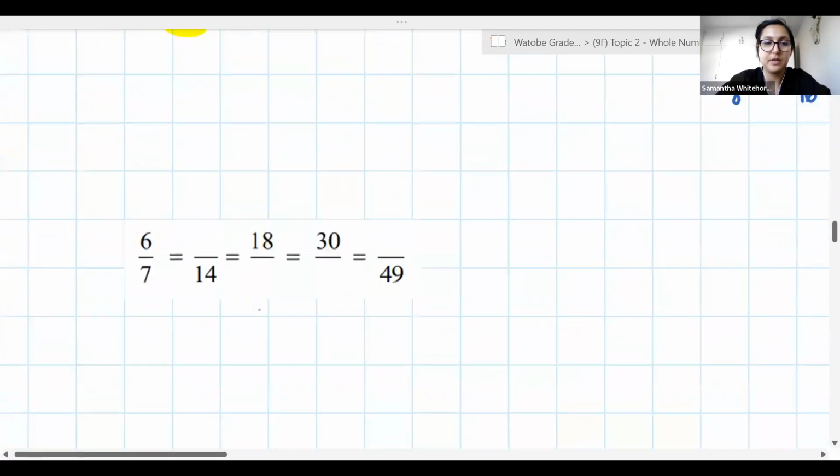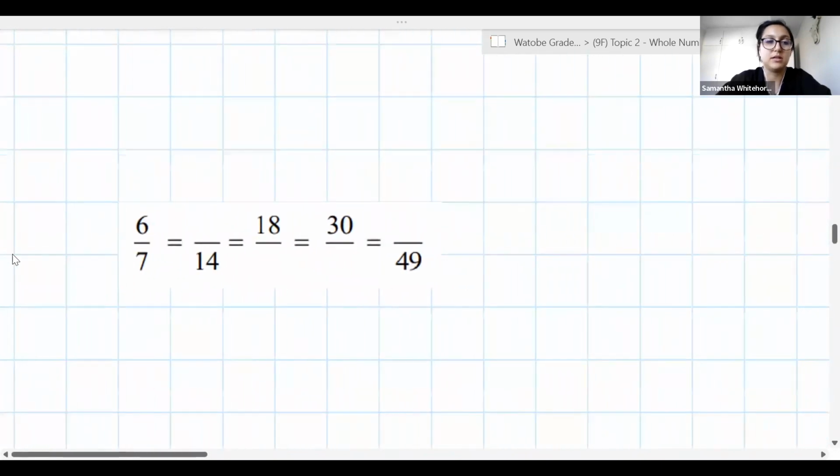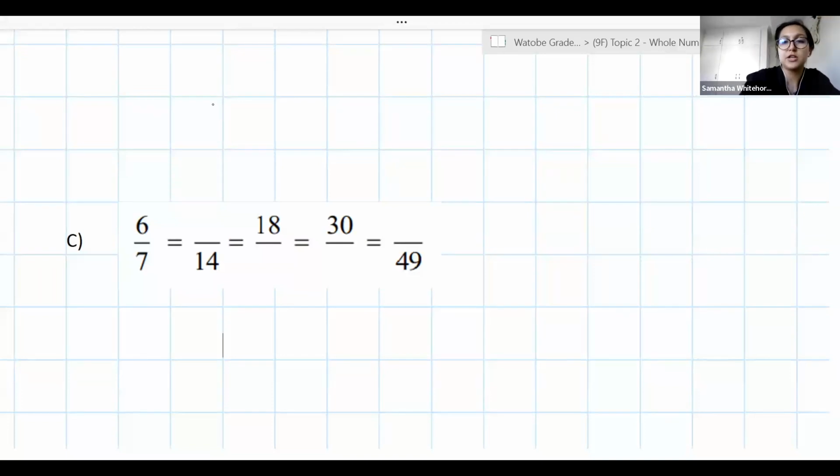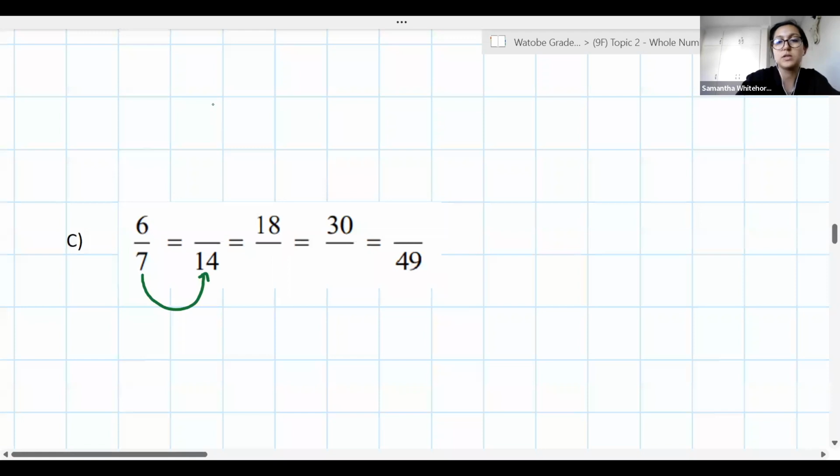Right. So this one, we've got 5 fractions here. So I clearly didn't feel like putting a number here. This is C. We've got 5 fractions here, and remember, we want the equivalent. So what you want to do is you want to look at the fraction you've got at the start, and you want to ask yourself, what am I timesing 7 by to get 14?